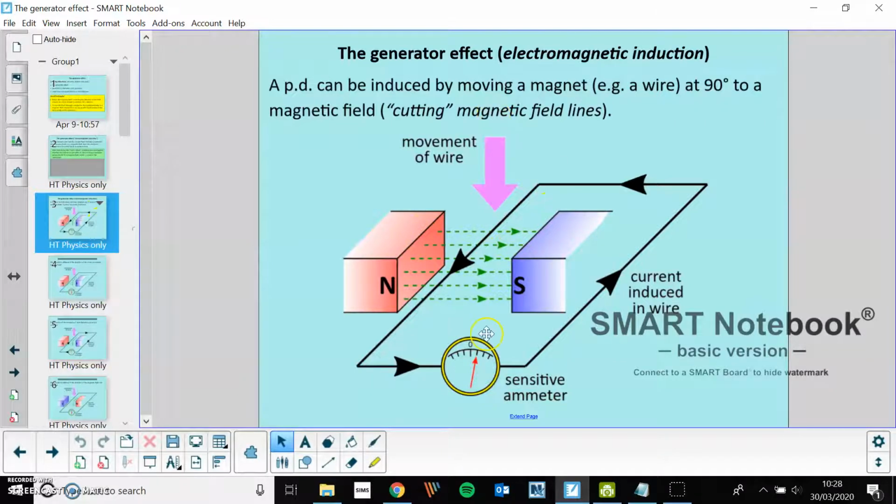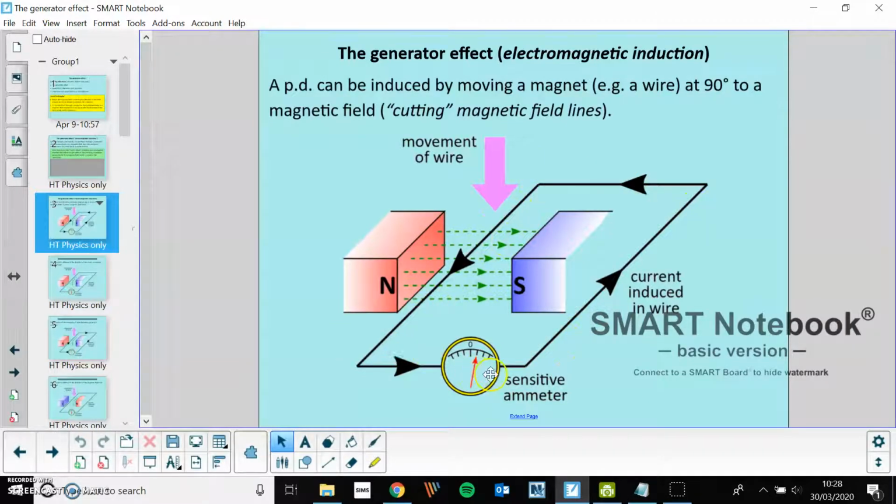If I was just to move that wire down, if I had an ammeter connected to that wire, it would, if it was sensitive enough, move to one side, showing that there was a potential difference being induced. And because I've got a complete circuit, that potential difference would then make a current flow in the circuit.